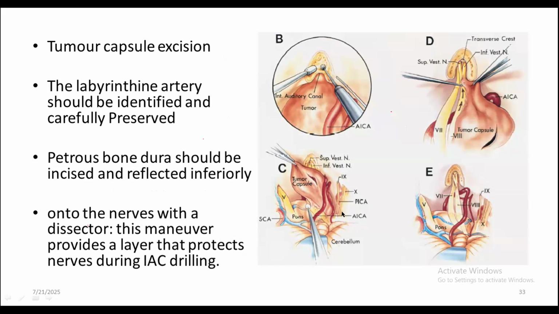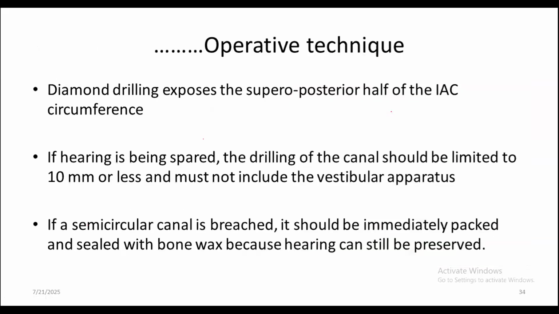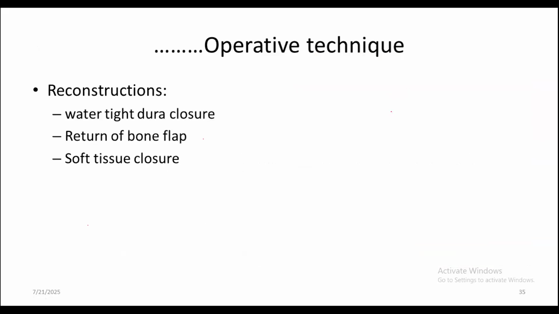At this stage, injury to the labyrinthine artery is supposed to be avoided, as the patient may have hearing deficits post-operatively. The labyrinthine artery is a branch of the ICA, and it supplies the hearing apparatus. The drilling should not be beyond 10 millimeters, as this may risk injury to the vestibular apparatus, and this can lead to hearing loss.